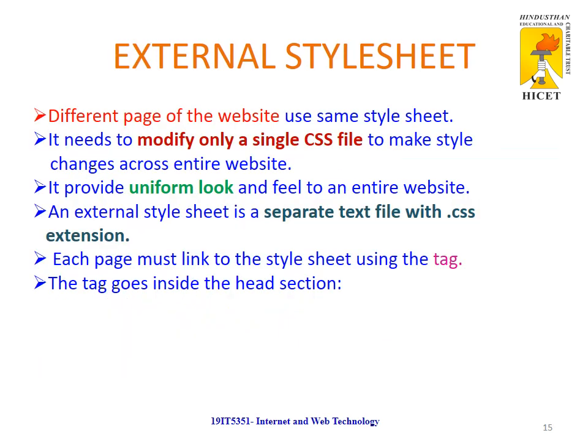The third type of style sheet is the external style sheet. In this external style sheet, different pages of a website can use the same style sheet. Once we have framed the style sheet, this style sheet can be used for different number of pages. So it is easy to modify a single cascading style sheet, and it will make changes across the entire website. This provides the uniform look and it is very easy to access.